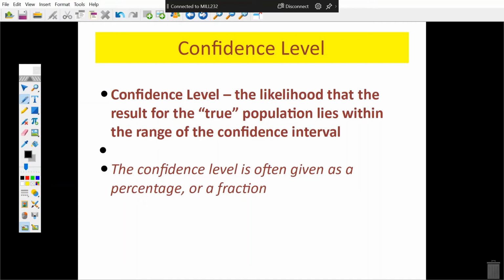And then there's the confidence level, which is the likelihood that the results for the true population lie within the range of the confidence interval. The confidence level, for the most part, we're going to get as a percentage, and it's very easy to spot.